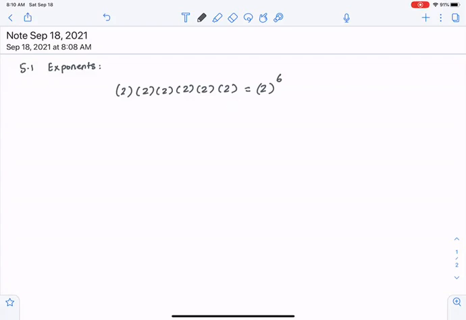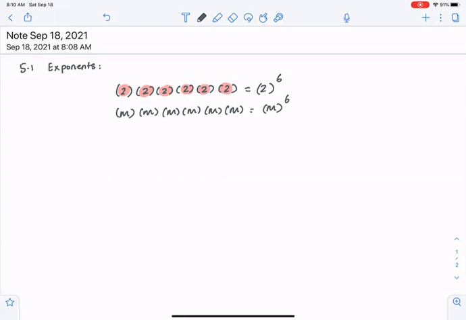So where does that 6 come from? I have 2 times 2 times 2 times 2 times 2 and times 2. So I have 6 of them. So we would have 2 raised 6. What if I change 2 to some number? And let's say I have m times m times m times m times m times m. Then I will have m raised 6.